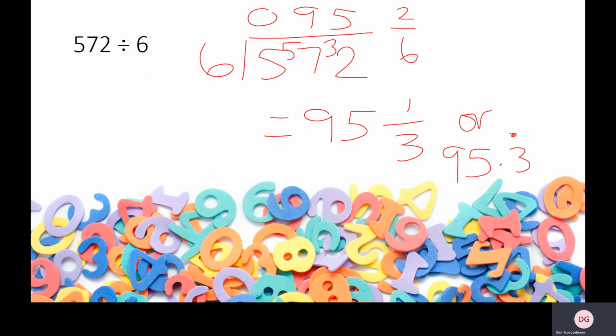Or the children can continue until they form a decimal number as an answer, which would be 95 1/3, which can be 2 and 2/6 can be cancelled down because they're both even numbers. Now we know that a third, 1 divided by 3, would be 3 recurring, so the answer would be 95.3 recurring.